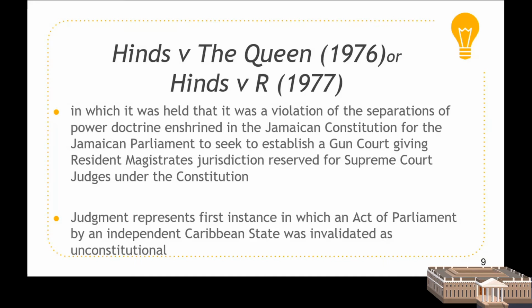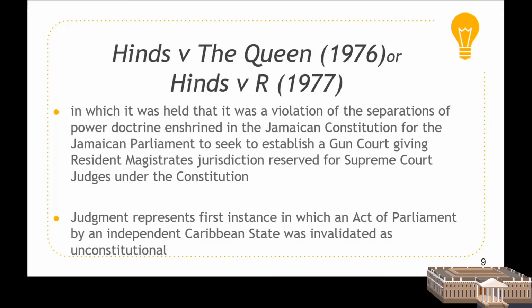You may remember the Supremacy Clause, which says if any law is inconsistent with the Constitution, it is null and void to the extent of its inconsistency. That's at the beginning of the Constitution. So this is the first time that an actual Caribbean state has their judiciary relying on the Supremacy Clause to invalidate an act of Parliament. Now, the Gun Court Act still exists, but the parts that were inconsistent were invalidated because they were unconstitutional. Now, what was unconstitutional? The section which sought to establish a gun court giving jurisdiction reserved for Supreme Court judges and none other.